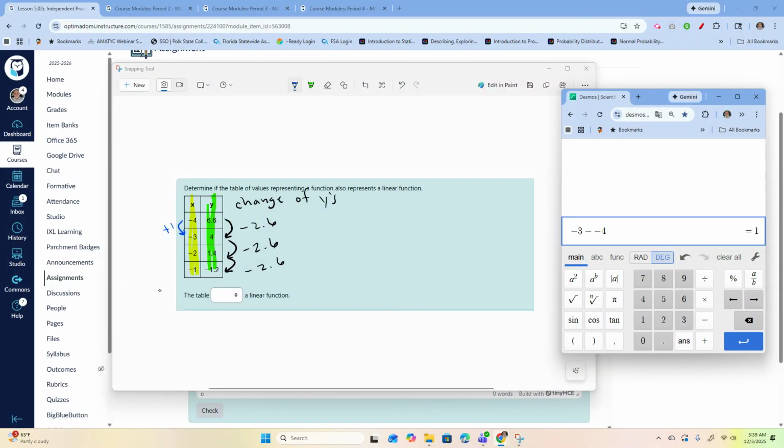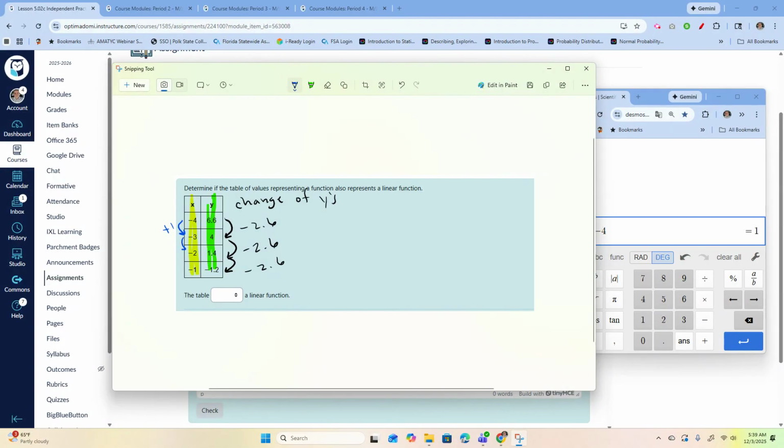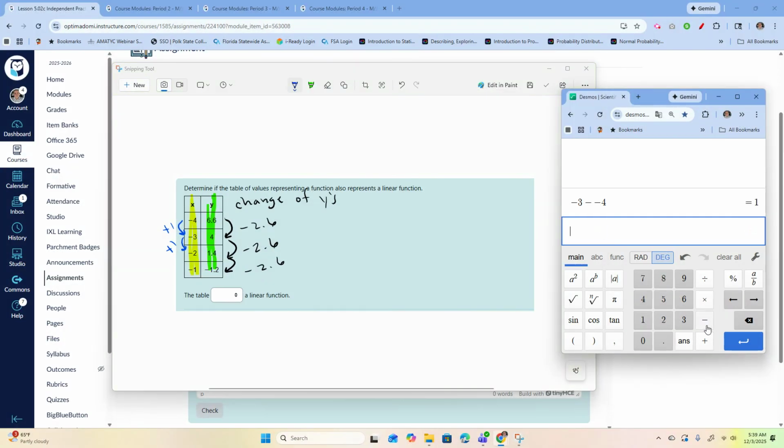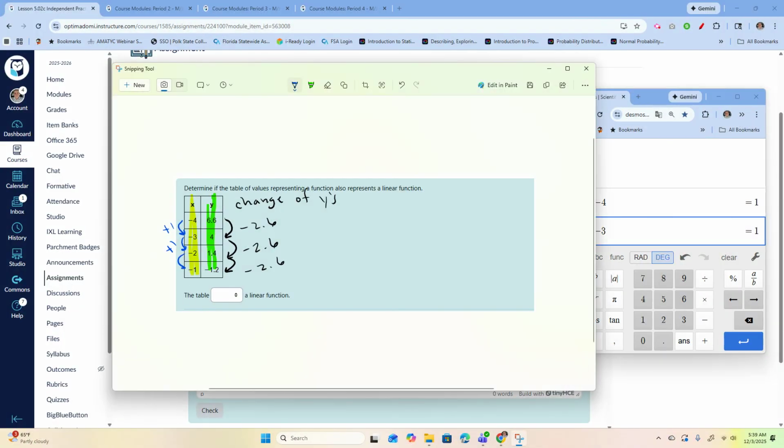Then I keep doing the same thing for the next ones. From negative 3 to negative 2, that's plus 1. Again, I can do it in the calculator. You always take the next row minus the row that was before. So negative 2, I subtract negative 3, and you can see it's 1. The same thing is going to happen here. So I went up by 1. What I wrote in blue, how the numbers are changing in the x column, we call the change of the x's.